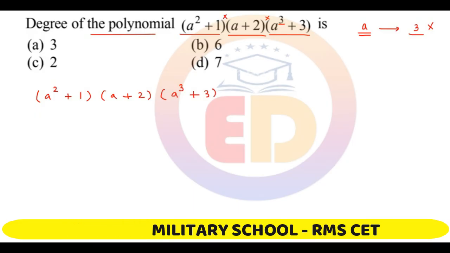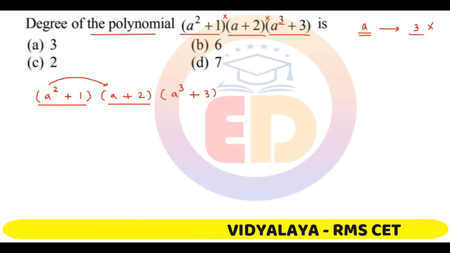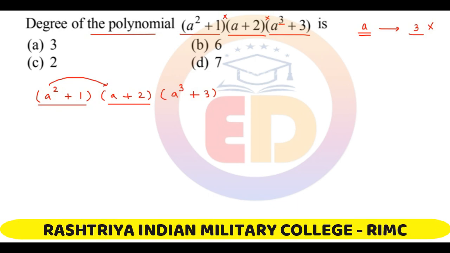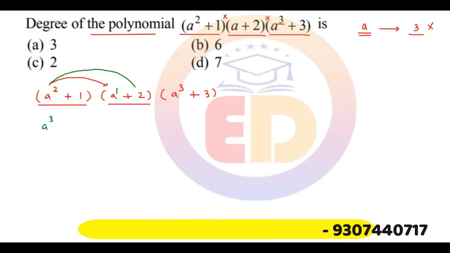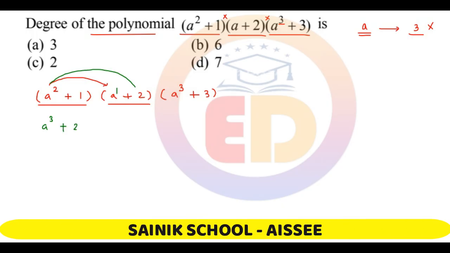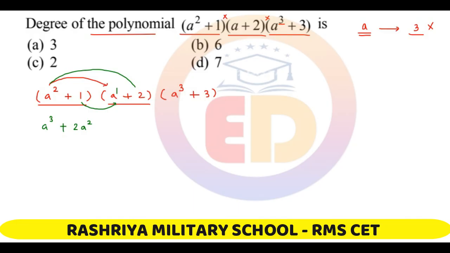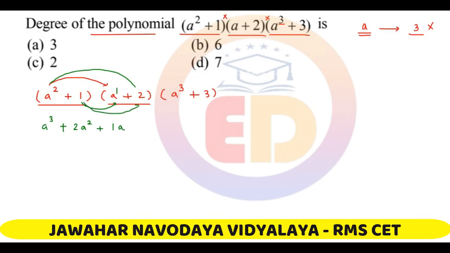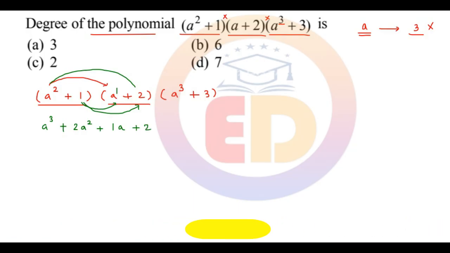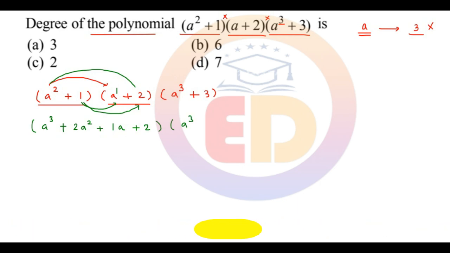Let us now first multiply the first two terms, a square into a. This a can be written as a power 1, so a square into a power 1 is a cube. A square into 2 is plus 2a square. 1 into a power 1 is plus 1a. 1 into plus 2 is plus 2. And now we will multiply a cube plus 3 with this term.